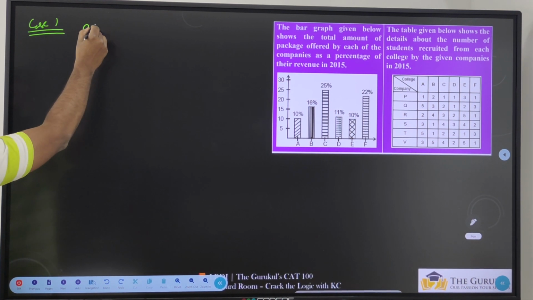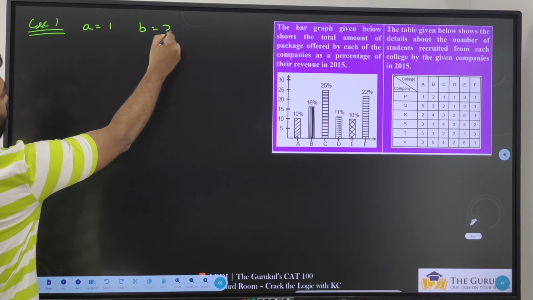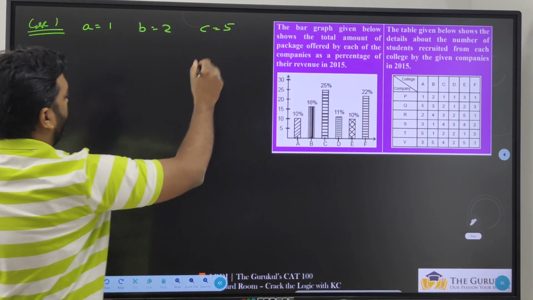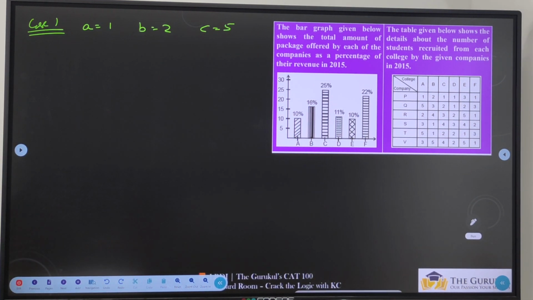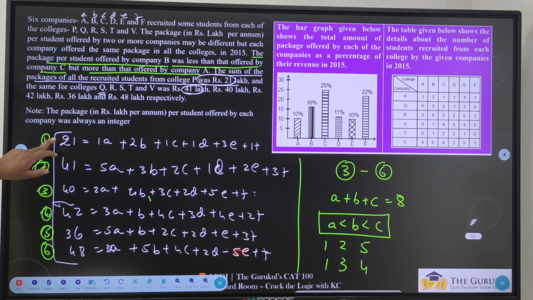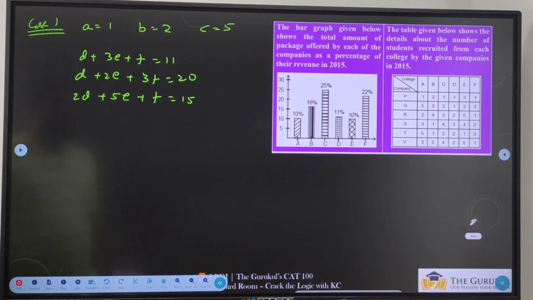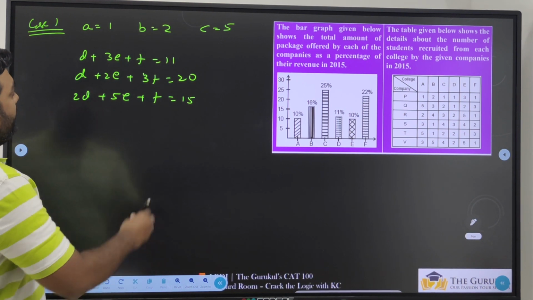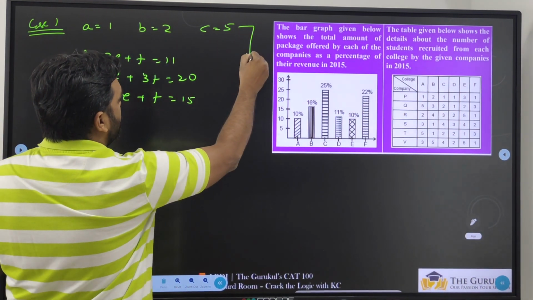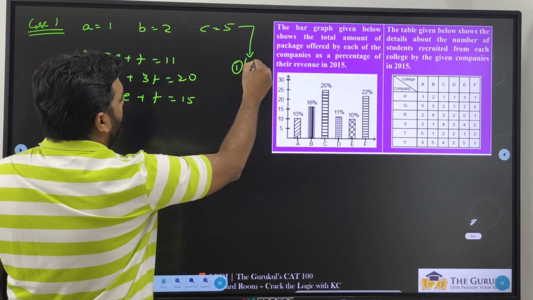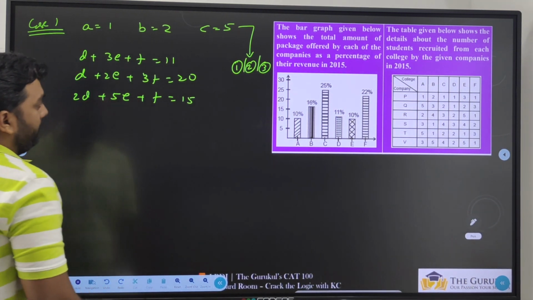Case 1. A equal to 1, B equal to 2, C equal to 5. Then if I substitute in the equations which I have, that is equations 1, 2 and 3, find out what are the new equations in terms of D, E and F. Okay, so these are the three equations we will get if I substitute these values in equation 1, equation 2 and equation 3.